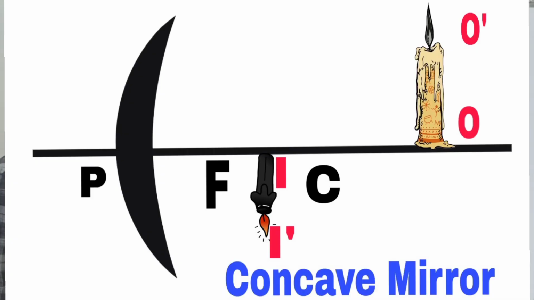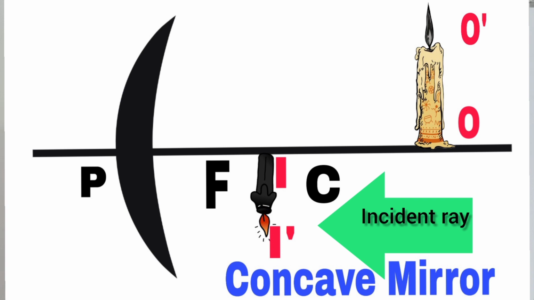For this diagram, I am going to apply the sign conventions to find the signs of the object distance as well as the image distance. The first step is to find out the incident ray direction. As I told you in the previous videos, the incident ray is directed from the object towards the reflecting or refracting surface. So this will be the incident ray direction. From the first sign convention, all the distances should be measured from the pole. From the second sign convention, if the distance is measured opposite to the incident ray, we should consider it as negative.